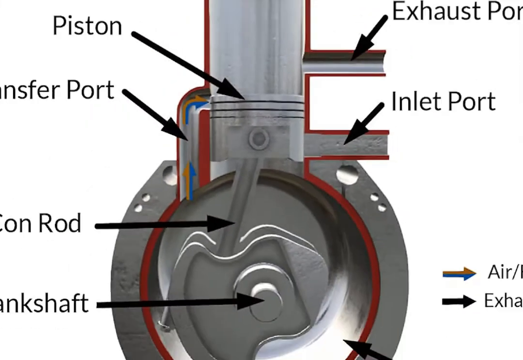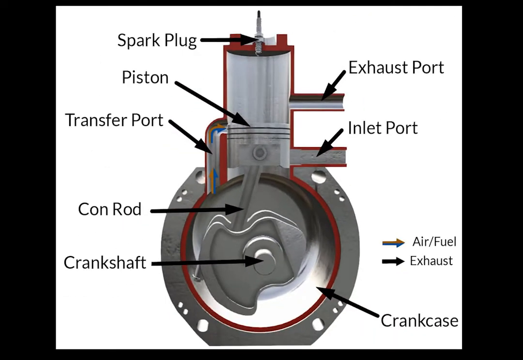Today we are going to see about the working principle of the two-stroke engine. A two-stroke engine is a type of internal combustion engine which completes a power cycle with two strokes of the piston during only one crankshaft revolution.